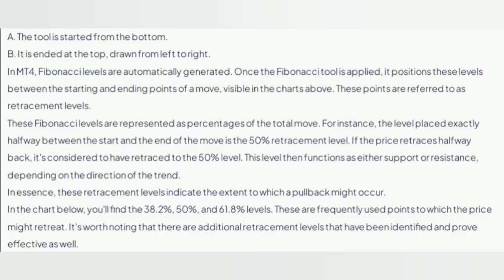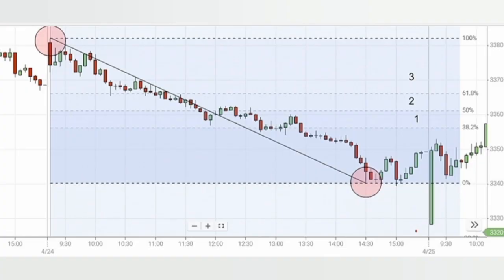For instance, the level placed exactly halfway between the start and the end of the move is the 50% retracement level. If the price retraces halfway back, it's considered to have retraced to the 50% level. This level then functions as either support or resistance, depending on the direction of the trend. In essence, these retracement levels indicate the extent to which a pullback might occur. In the chart below, you'll find the 38.2%, 50%, and 61.8% levels. These are frequently used points to which the price might retreat. It's worth noting that there are additional retracement levels that have been identified and prove effective as well.